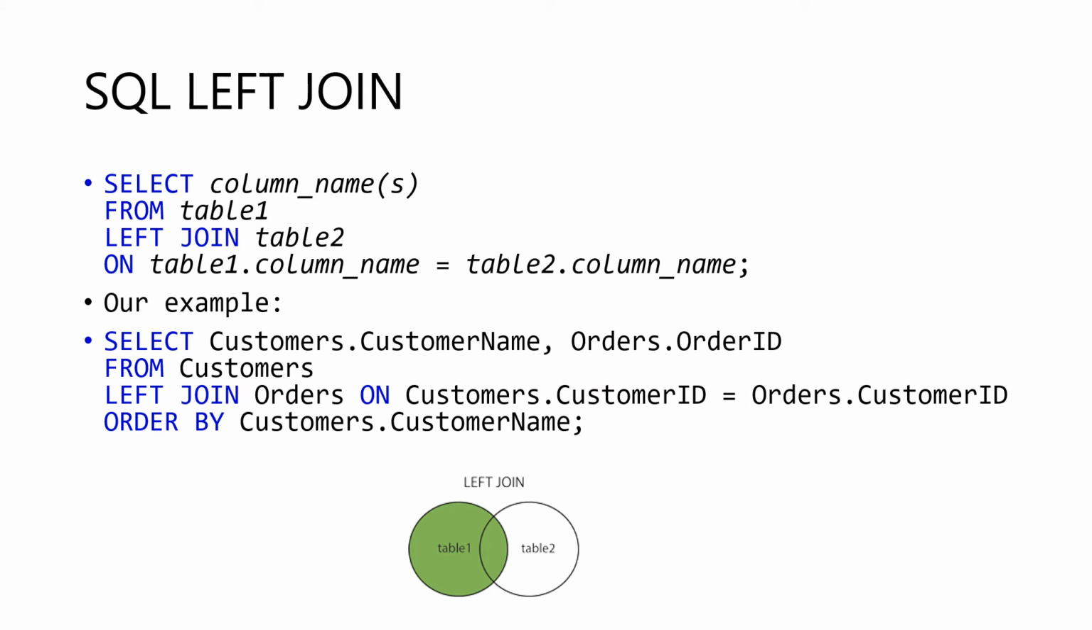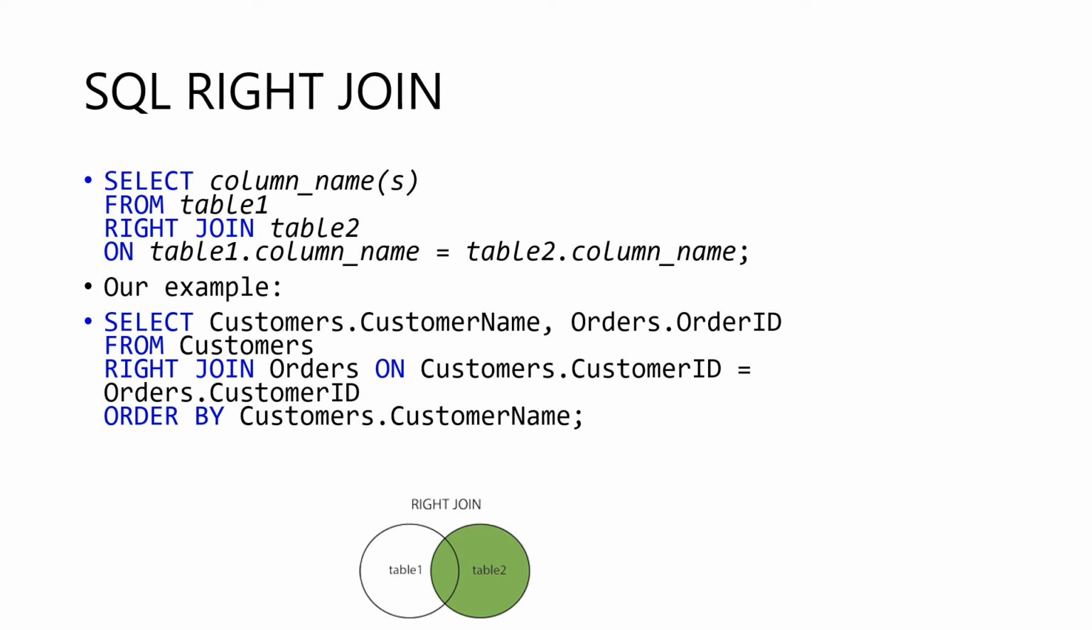So now SQL left join. SQL left join, or left outer join as it is also called, returns all records from table 1. In our example, table 1 is customer, but only matching records of table 2, which is order. Order is the right table, or table 2. So this data is returned.